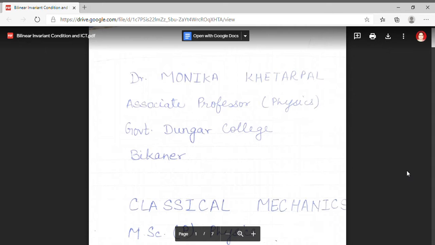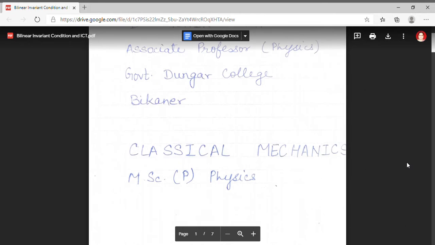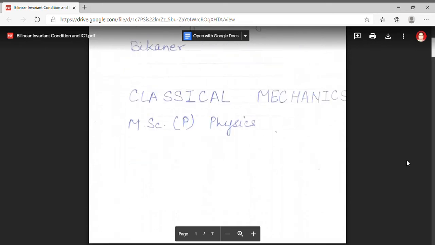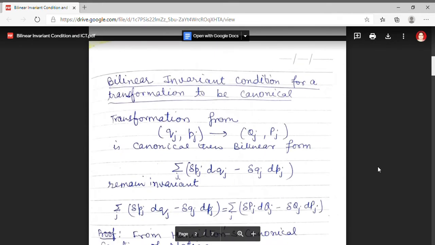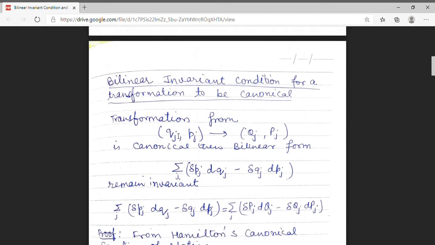In my lecture series of MSc Previous Physics, I am dealing with the first paper, that is Classical Mechanics. We were studying Canonical Transformation. Canonical transformation means that we have to transform from an old set of coordinates to a new set of coordinates. Old set of coordinates are denoted by small qj, small pj, and new set of coordinates are denoted by capital Qj and capital Pj.